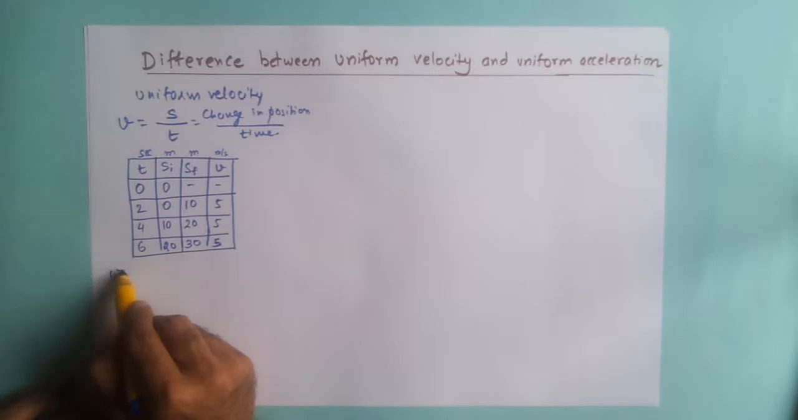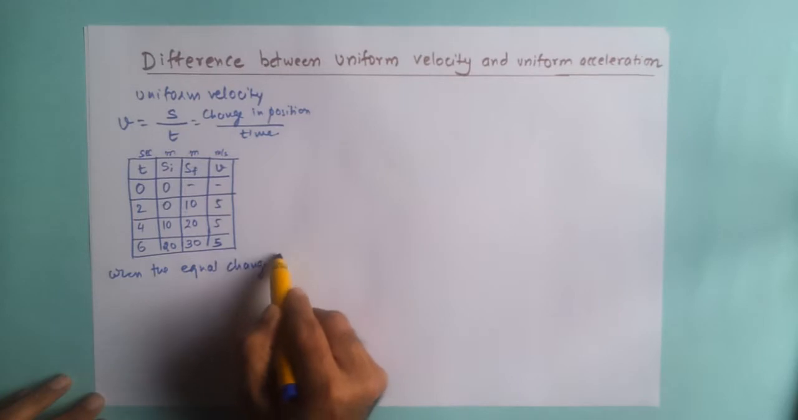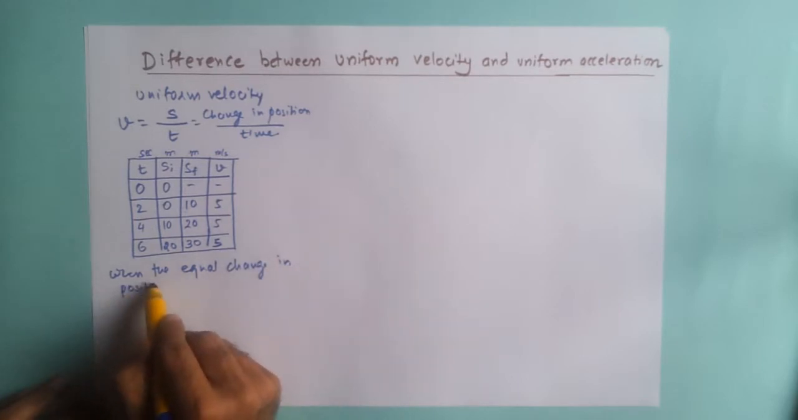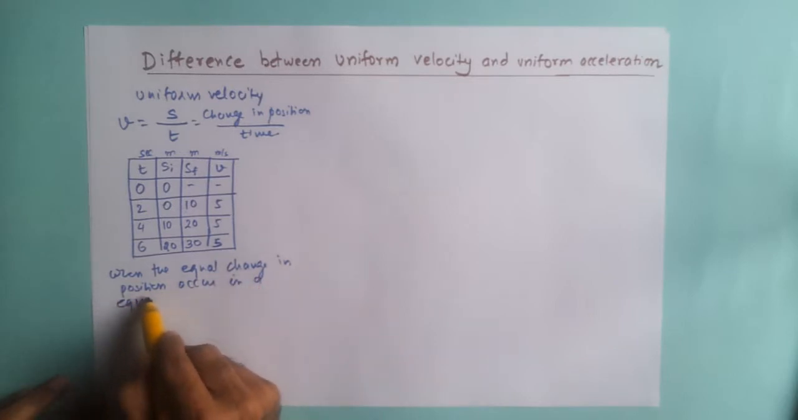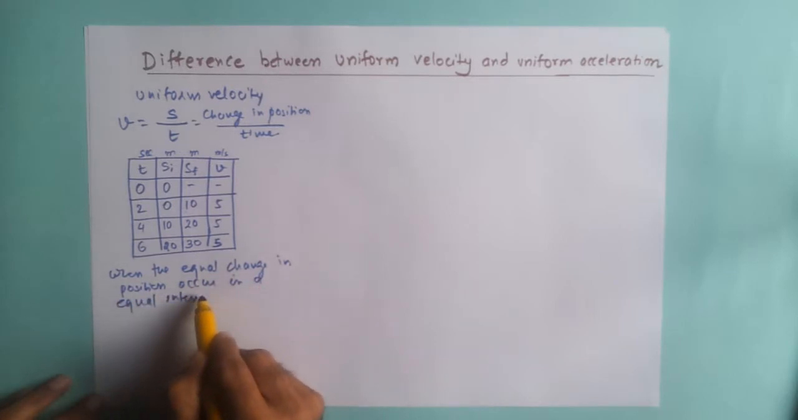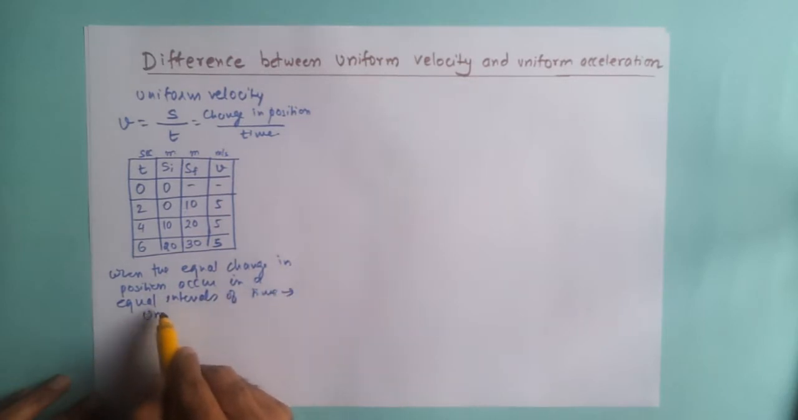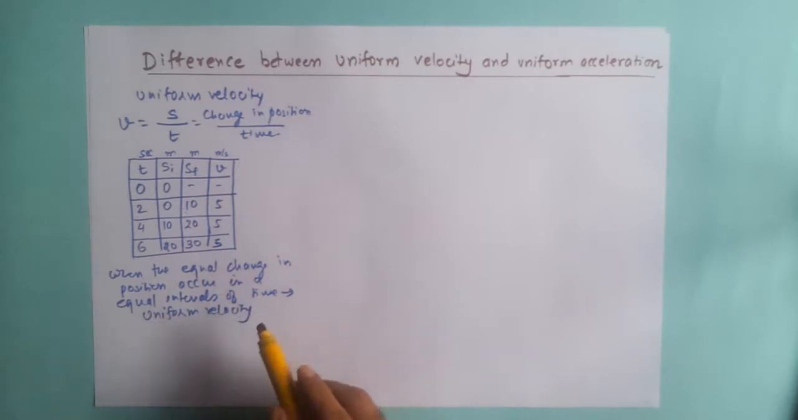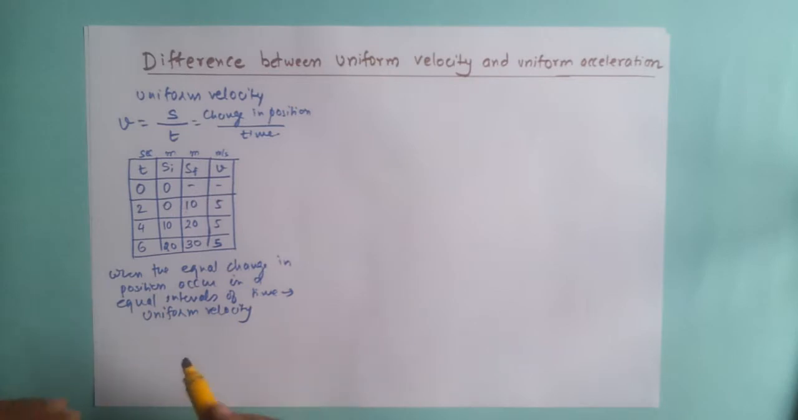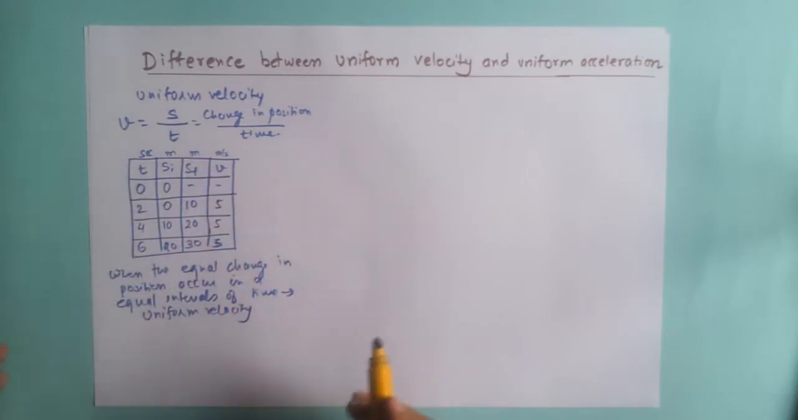So when equal change in position occurs in equal intervals of time, we say the object is moving with uniform velocity. In other words, when it covers the same displacement in the same interval of time, we say it is moving with uniform velocity. So every 2 seconds it is covering 10 meters, as you can see over here, and therefore it is moving with uniform velocity.